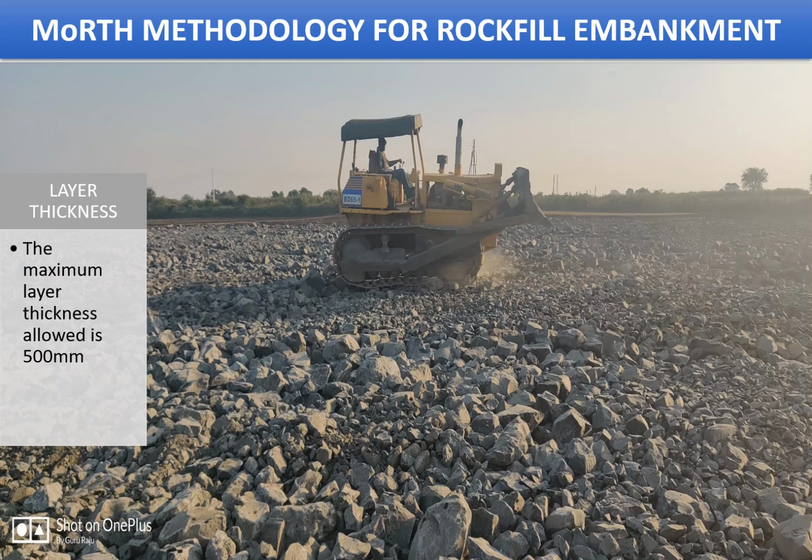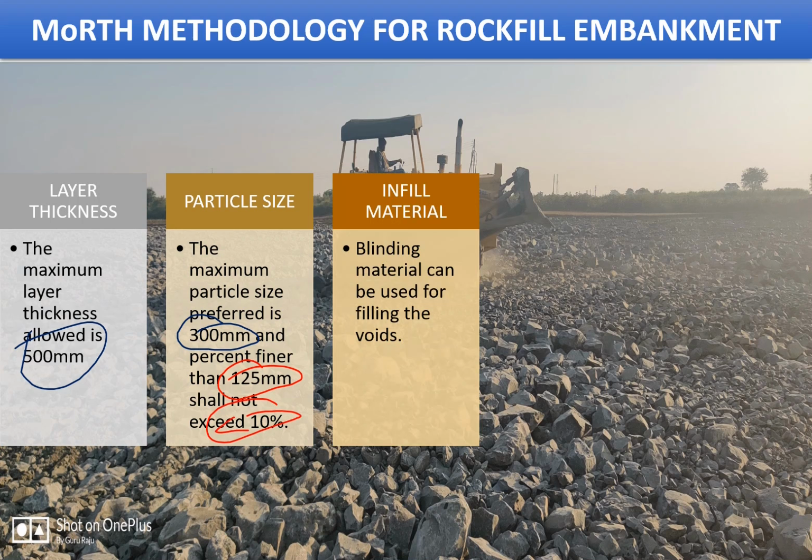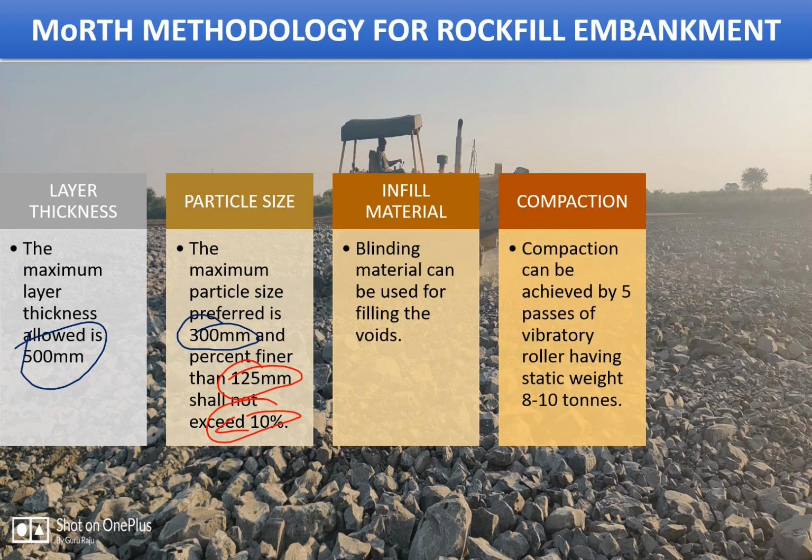Now, the methodology of Rockfill embankment, if you see, you need to maintain the layer thickness. The maximum layer thickness allowed is 500 millimeters. This is what is allowed as per MORTH. And then you need to have control on the particle size. Maximum particle size is 300 millimeters. And then the percentage finer than 125 millimeters needs to be less than 10%. Then the infill materials, the blinding materials, can be used for filling of voids, and compaction can be achieved by 5 passes of vibratory rollers having a static weight of 8 to 10 tons.